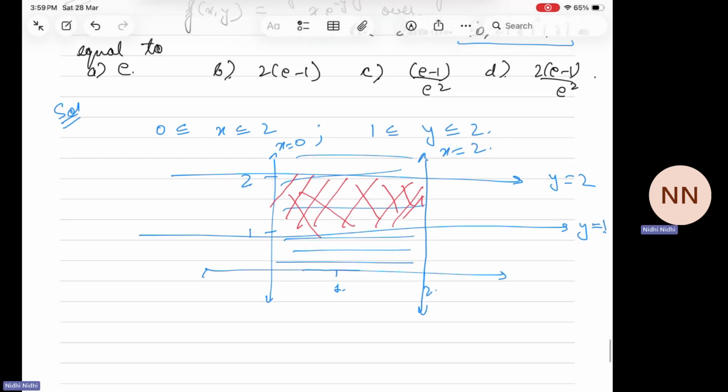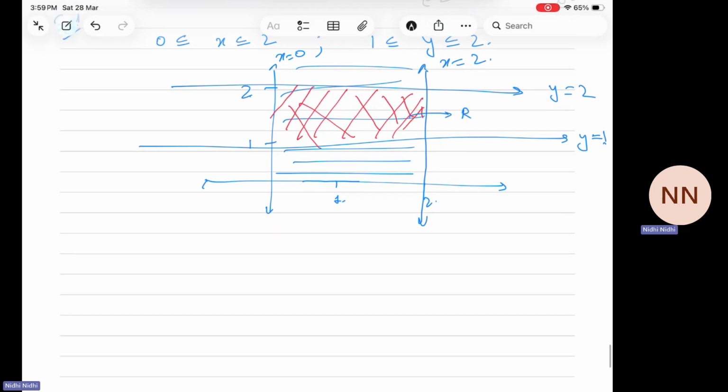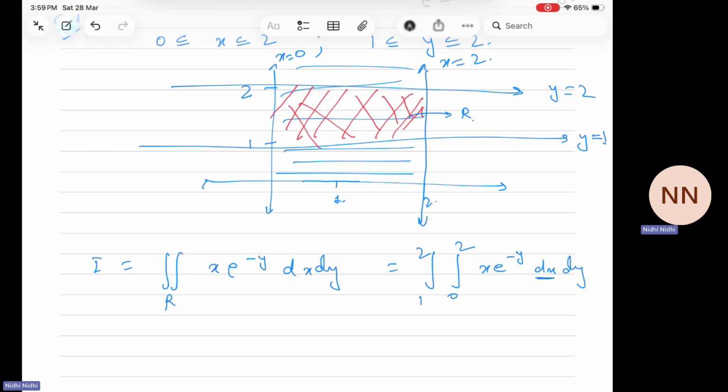If I call this R, we need to find the integral over R of the function f(x,y), which is x e to the power minus y dx dy. Putting the limits, the value of x is from 0 to 2, the value of y is from 1 to 2, x e to the power minus y dx dy. Since it was dx first, that is why we first put the limit of x, the range for the values of x.